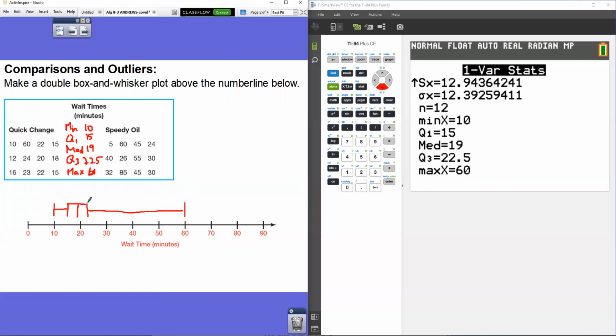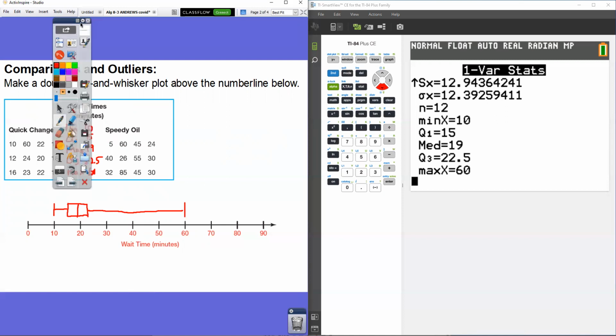and make my box. That to me looks like a very, very small IQR right in here, as opposed to all the data. Remember, 50% of our data is right in that middle part. So that's a very small IQR. So let's change colors and go to speedy oil.